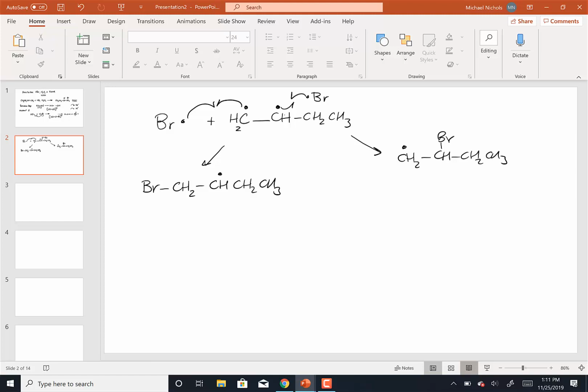So this is the critical part of the mechanism. This is where I'm adding the bromine to the carbon. The question is, which carbon am I going to add to? We already know that because I told you it was going to be the one on the right. It's going to be the CH, but why? Why is this reaction going to go the way it is? So now we have to take a little bit of a digression and talk about radicals, carbon radicals.